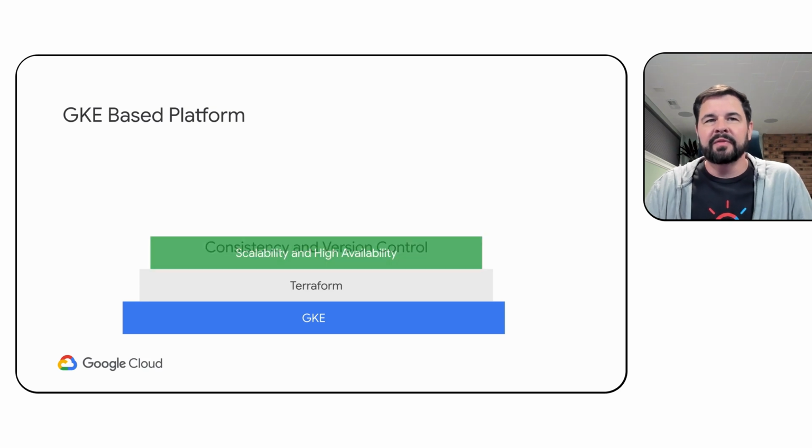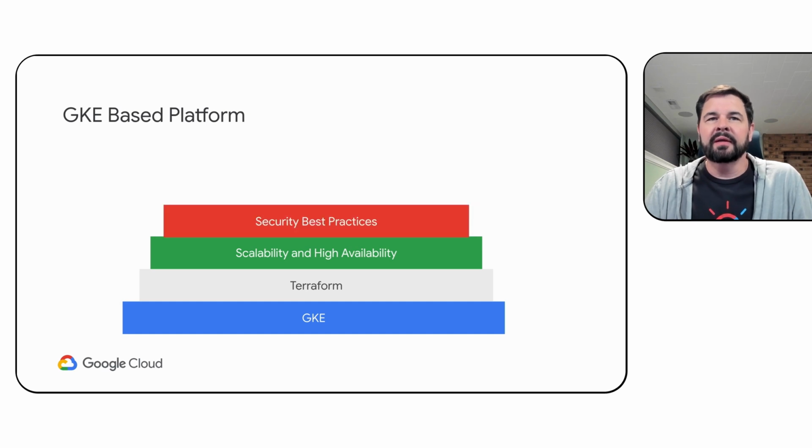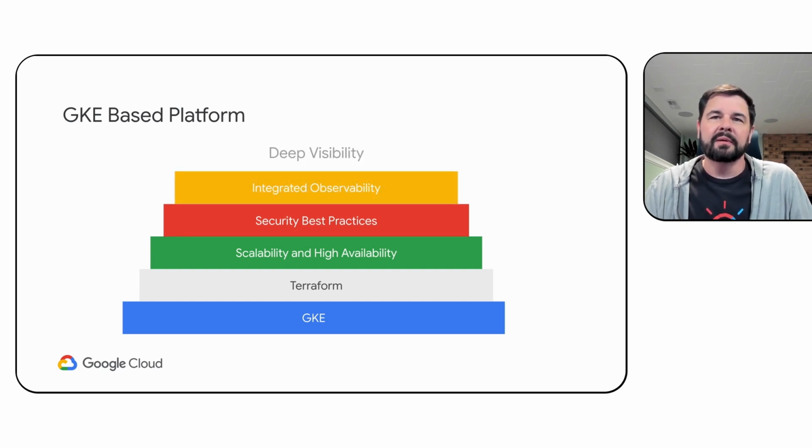control, built-in scalability and high availability, inherently resilient to failures, best practices for security, things like private clusters and shielded nodes, as well as integrated observability with Google Cloud's operations suite for deep visibility. Starting here ensures you're building on a secure, scalable, and manageable foundation, accelerating your path to production.